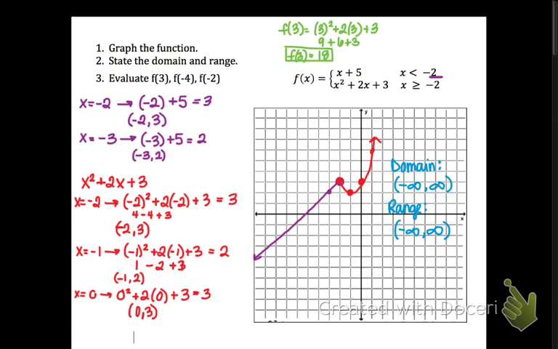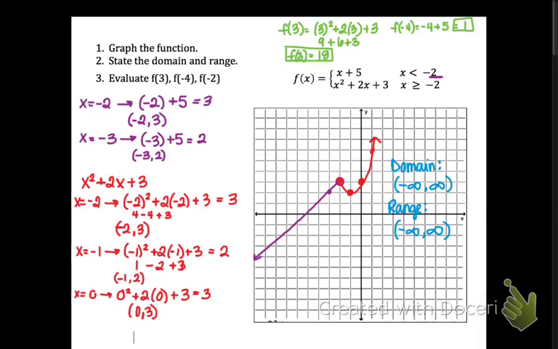F of -4, that's a value that is less than -2, so we know that we're going to use the top equation. F of -4 would be -4 plus 5, which is 1. So that's our answer for f of -4.